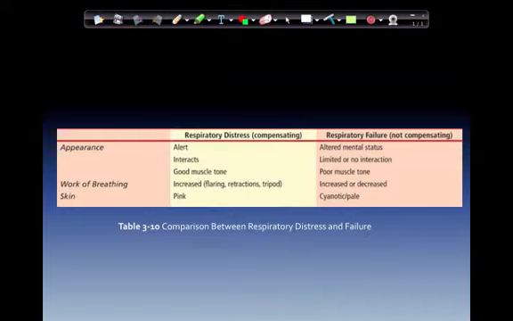They have adequate perfusion. In respiratory failure, they have an altered mental status, limited or no interaction, poor muscle tone, increased or decreased work of breathing. They could have an increased work of breathing and just not be able to fight anymore, or they could have a decreased work of breathing and just be circling the drain whenever you find them. Skin, cyanotic, or pale.